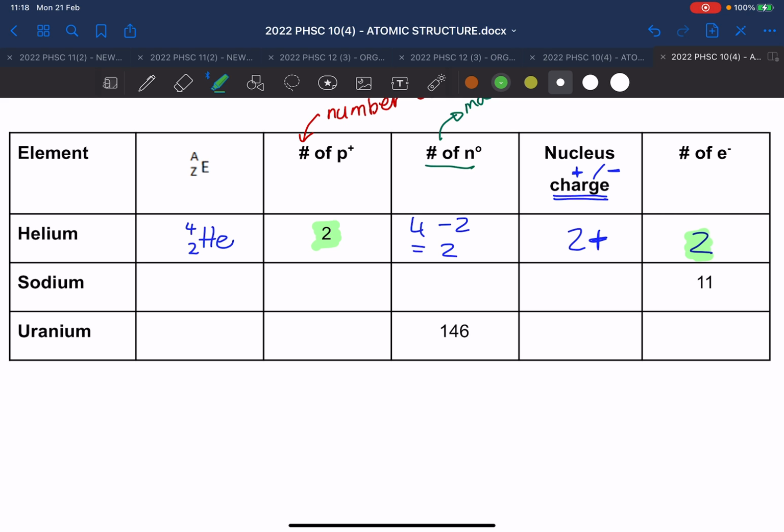Okay, next one. Sodium's symbol. Na. What do we write here at the top, the mass or the atomic number? Yeah, the mass. And what's the mass of sodium? 23. What's the atomic number? 11. Right. So how many protons does it have?